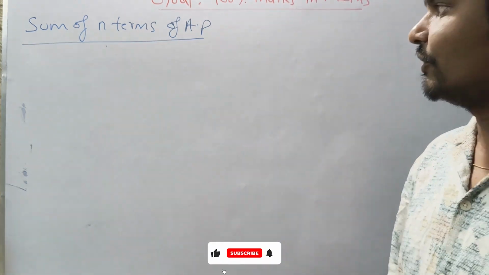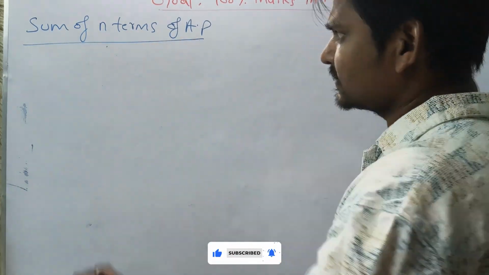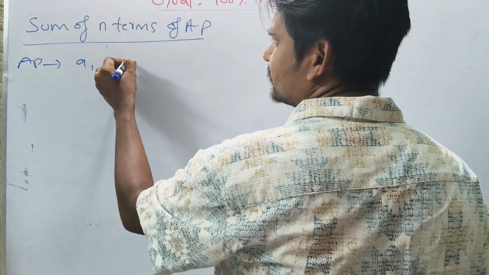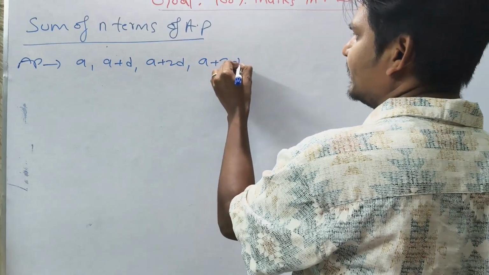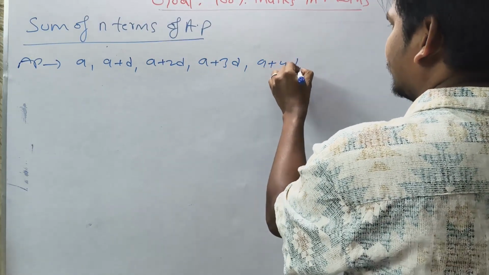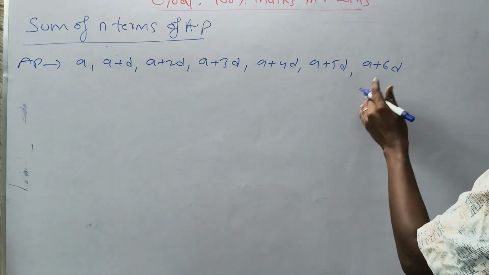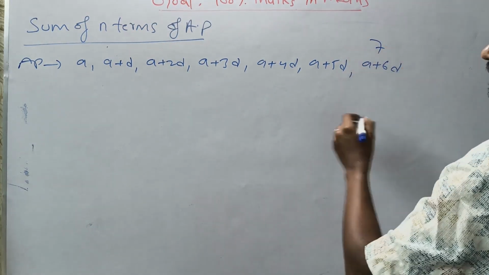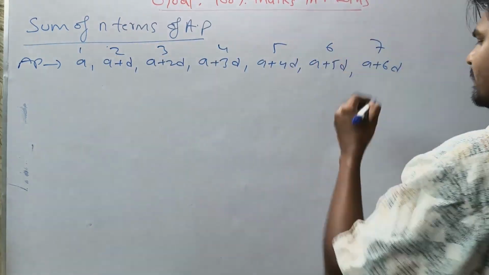Hi students, now we'll move to the derivation of the sum of n terms of an AP. Let us consider the AP a, a plus d, a plus 2d, a plus 3d, a plus 4d, a plus 5d, a plus 6d. Up to 7 terms I am taking. The last term of this AP is what? 7. See, 1, 2, 3, 4, 5, 6, 7.